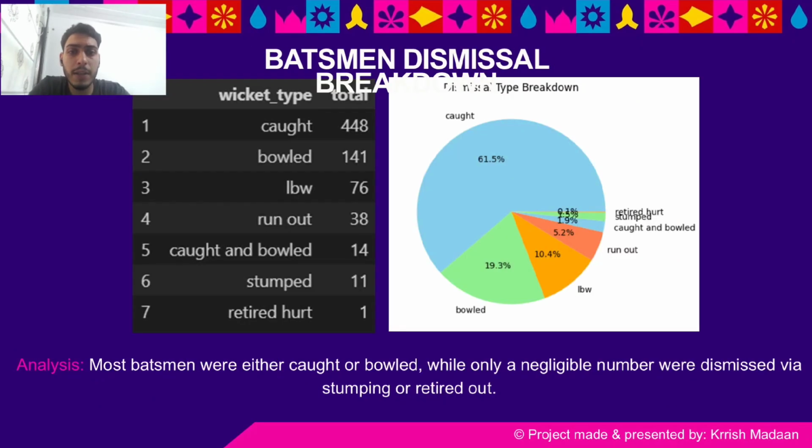Next, we have the batsman dismissal breakdown, and here we can clearly see that the most number of batsmen were either caught or bowled, and a very negligible amount of them were either stumped or retired out. So here you can see the percentage of each through the pie chart as well as through the table.